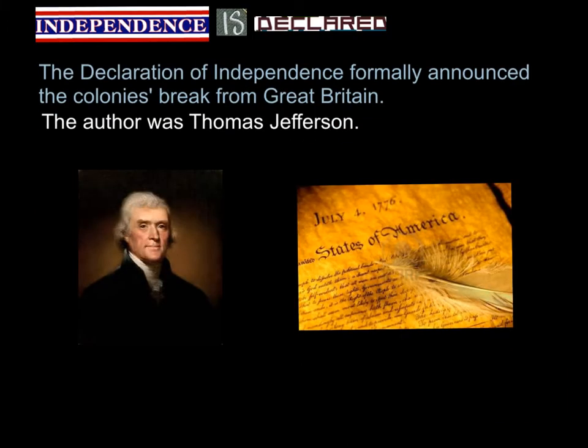Many colonists agreed with Thomas Paine, and when many of the delegates met at the Second Continental Congress, they decided to form a committee to create a document declaring the colonies' independence. The main author of this document was Thomas Jefferson, and the Declaration of Independence was formed. It formally announced the colonies' break from Great Britain.